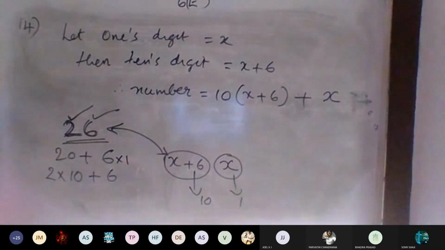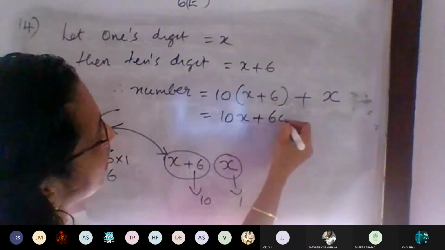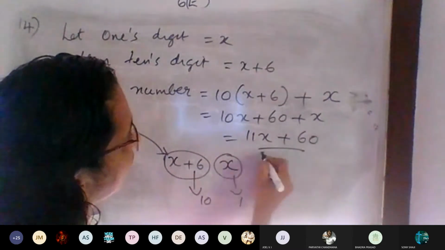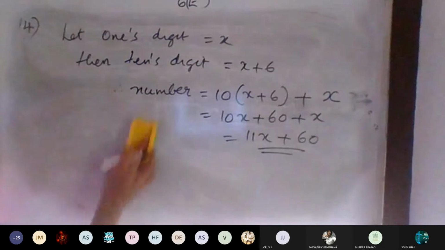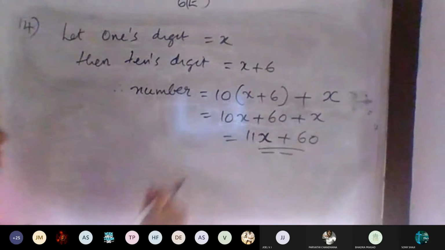Got it? Any doubt in this? No, ma'am. So the number will be what? What is our question? Find the number. That means 10x plus 60 plus x, that is 11x plus 60. We have to find the value of x, then only we can find the number. If we substitute the value of x, we will get that number.